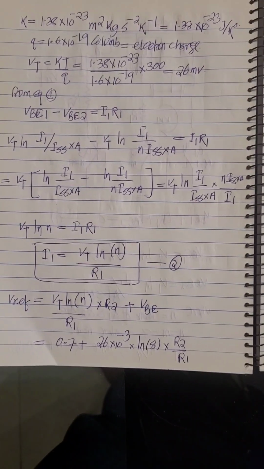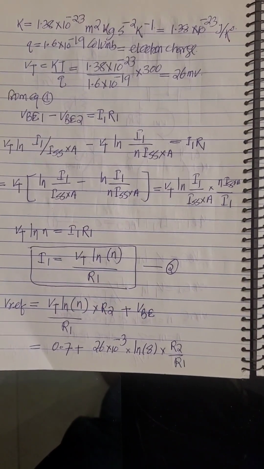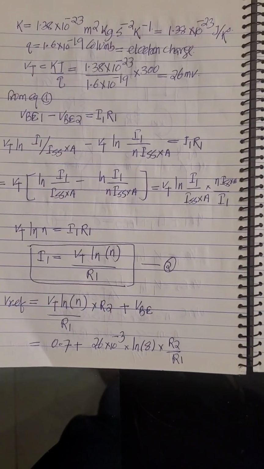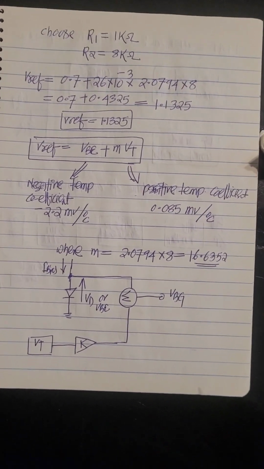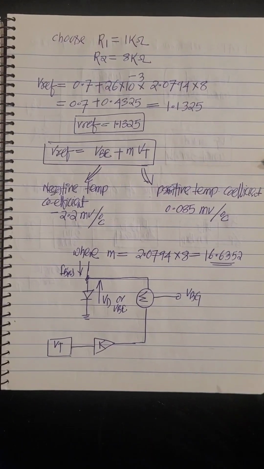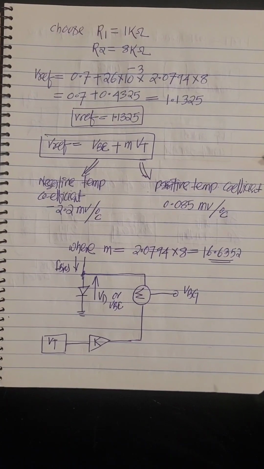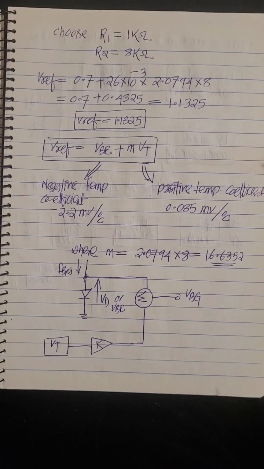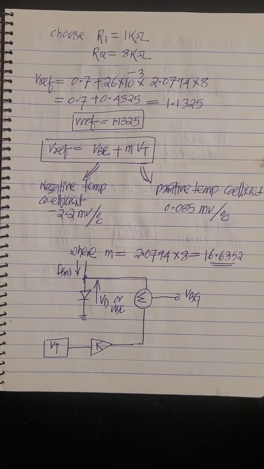V reference equal to Vt ln N divided by R1 multiplied by R2 plus VBE2. So if we put the values: 0.7 plus 26 millivolt times ln 8 times R2 by R1. So now choose R1 equal to 1 kilo ohm and R2 equal to 8 kilo ohm. So now V reference equal to 0.7 plus 26 millivolt times 2.0794 times 8, equal to 0.7 plus 0.4325, equal to 1.325.